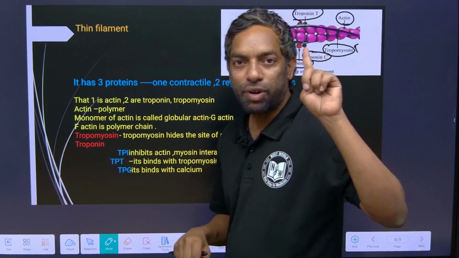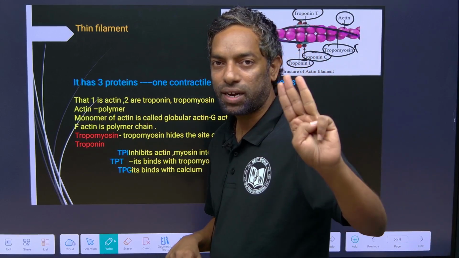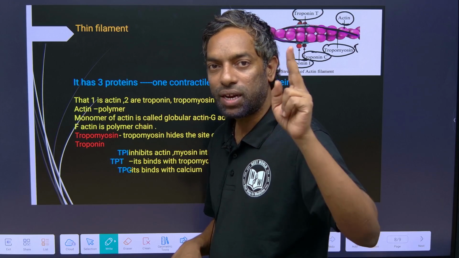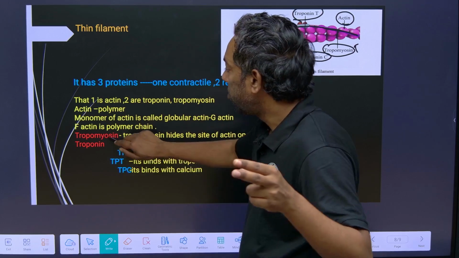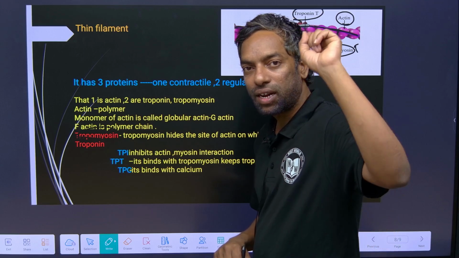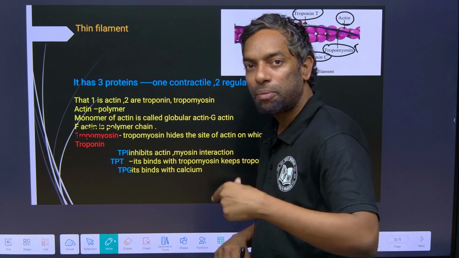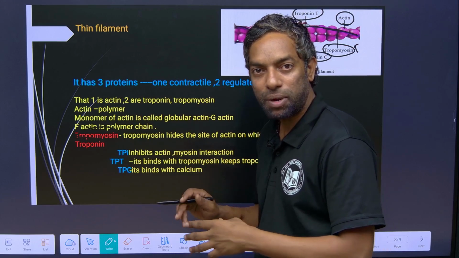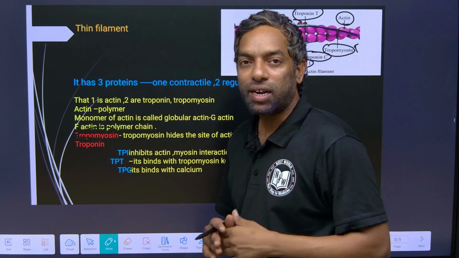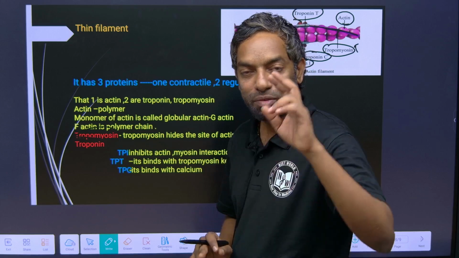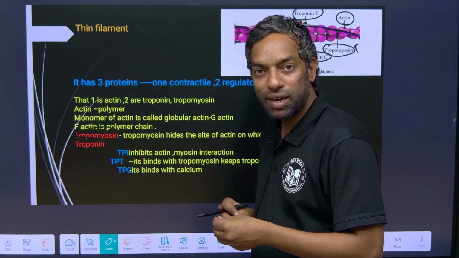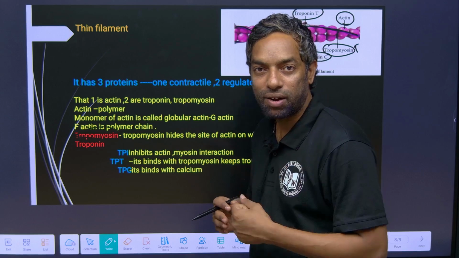The thin filament has two regulatory proteins and one contractile protein. The contractile protein we can call actin. The two regulatory proteins are troponin and tropomyosin. Tropomyosin, don't confuse: myosin, the contractile protein, is different. Tropomyosin, which is a regulatory protein, is different. Tropomyosin is there in the thin filament. Myosin is the contractile protein which is in the thick filament. Tropomyosin is the regulatory protein which is in the thin filament, associated with the actin contractile protein.